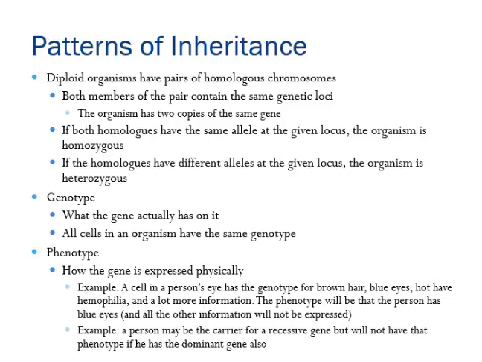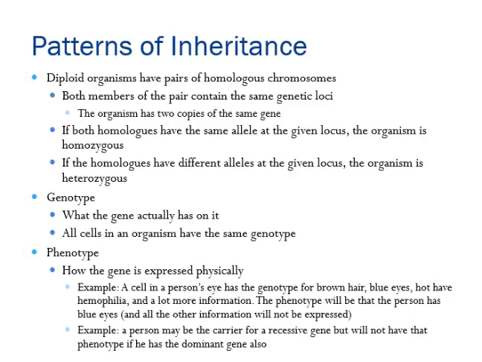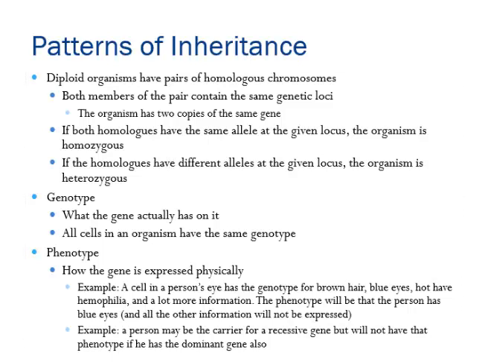So if you have two genes for green eyes, your mother gave you a green eye gene and your father gave you a green eye gene, then the organism is what is called homozygous. Homo meaning the same. Both alleles, both genes, are the same. Both are for green eyes. If the homologs have different alleles, the organism is heterozygous, which means it's mixed. You might get one green eye gene from your mother and a blue eye gene from your father.